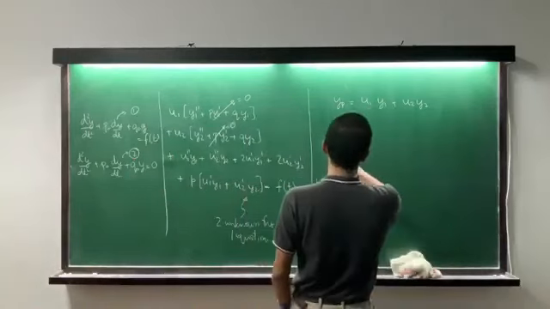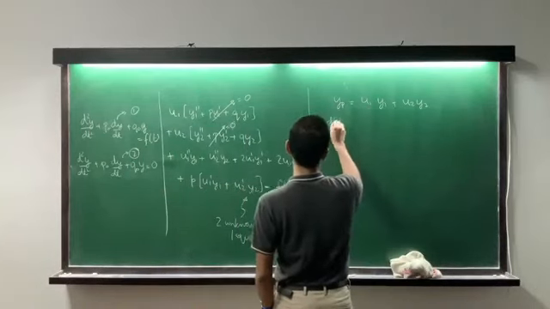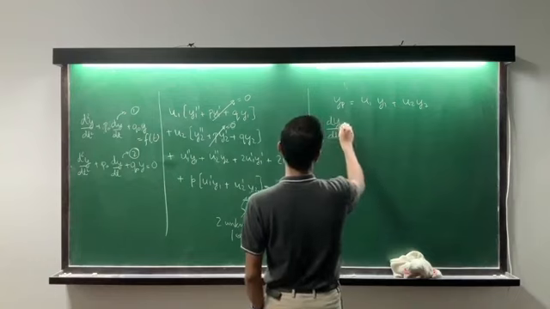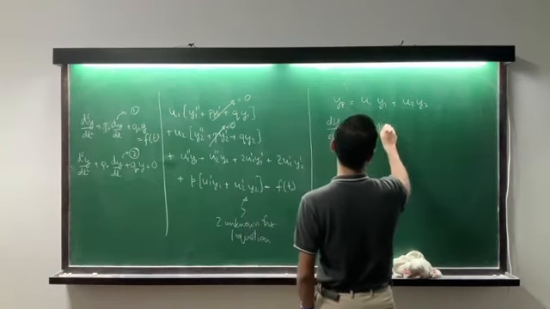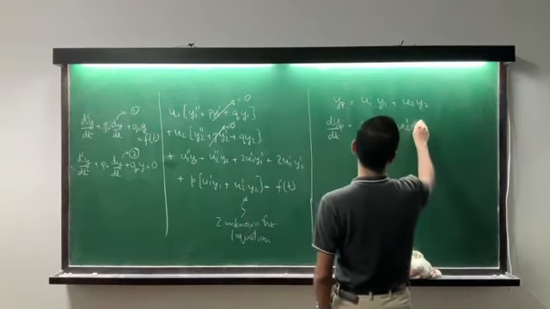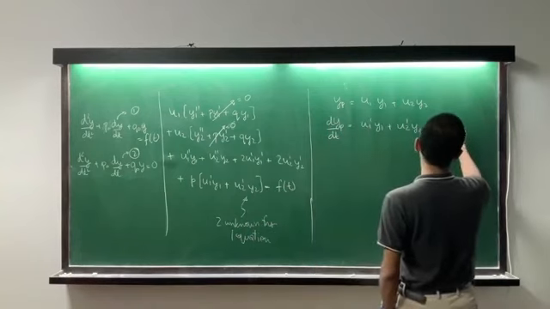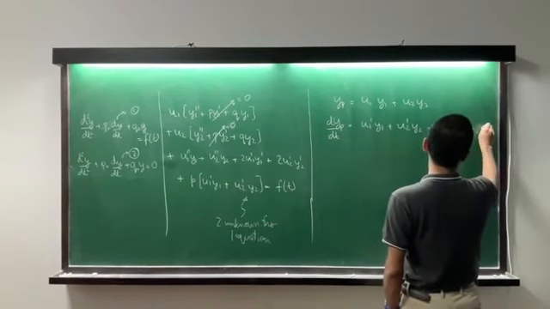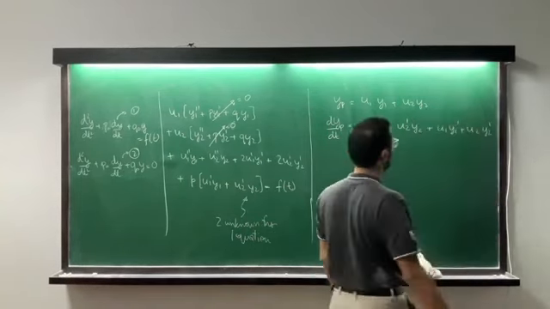So if we do that, let's go here. Remember, dyp by dt was u1 prime y1 plus u2 prime y2 plus u1 y1 prime plus u2 y2 prime.